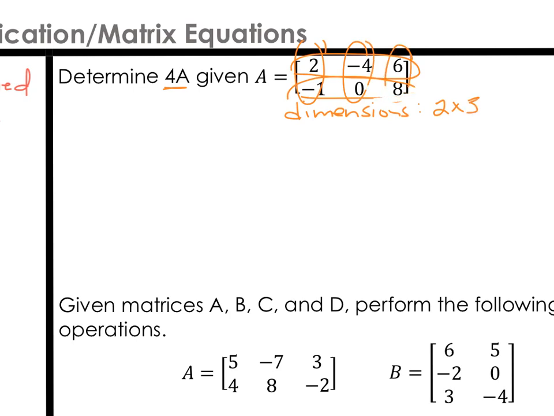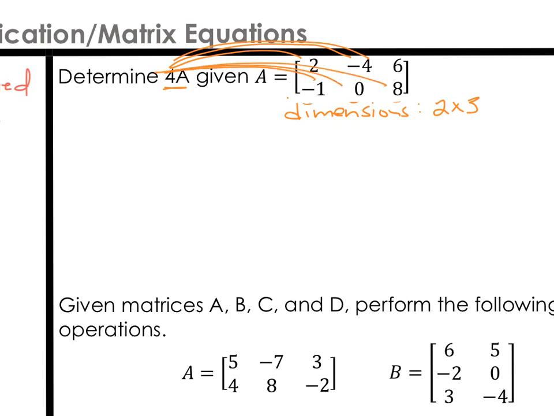Now, if there's a number 4 out in front, just going to get rid of all these little squiggles here, that means we're going to take 4 and multiply it to simply every element within that matrix. And this is a really big mess, so sorry it's taking so long. All right, so we're just going to take that 4 and multiply it to the 2, the negative 4, the 6, and then the negative 1, the 0, and the 8.